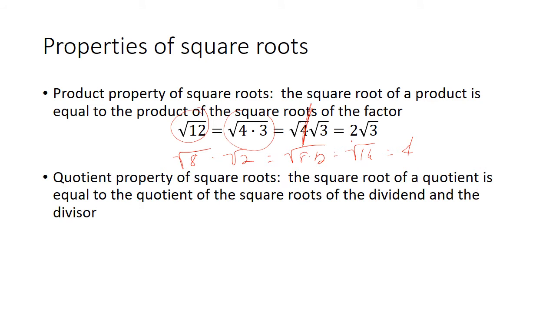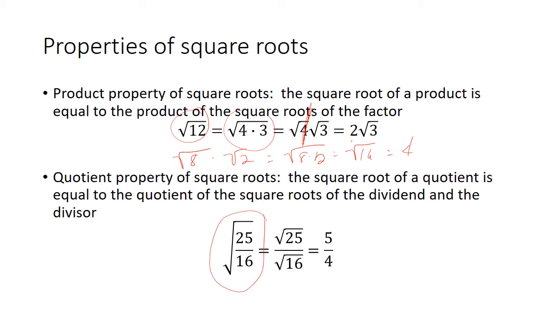Now the quotient property works the same way, it's just division. You can go from having a division problem inside your radical and break it apart to a numerator and a denominator, take the square root of each one, and that would be the answer. If you put into your calculator the square root of 25 divided by 16, you would get 5/4. And then it works the other way as well.